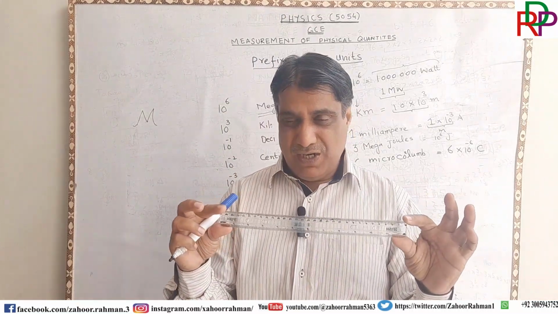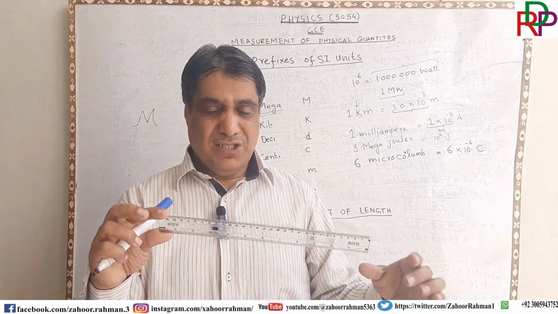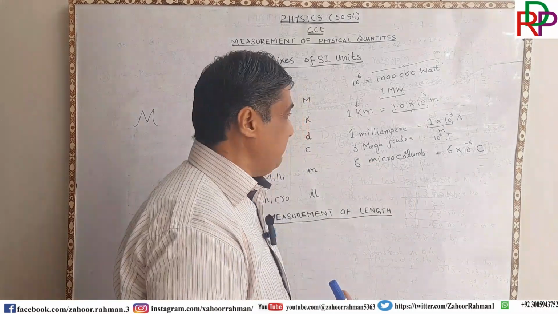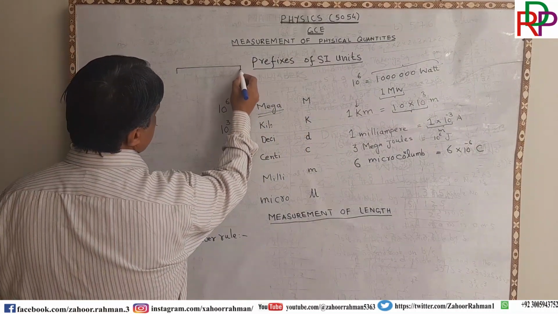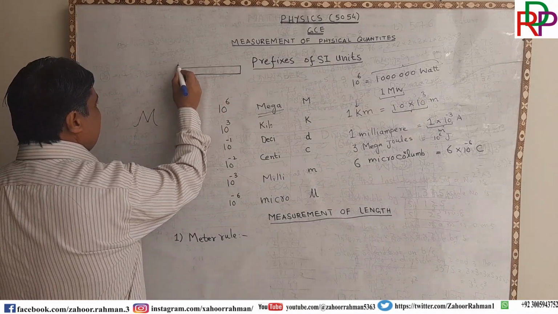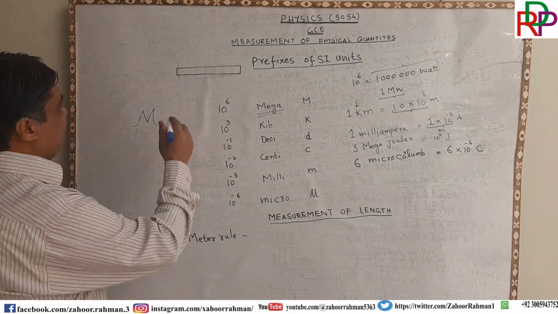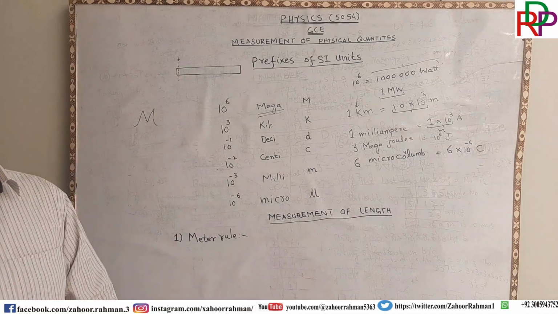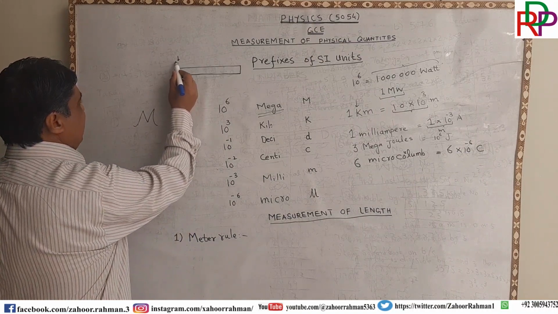For example, if we want to find the width of your book, for that particular purpose we are using this meter rule. Remember one thing: if this is the meter rule, they are leaving a certain area and starting from here, the 0 or 1. We are not considering this area.